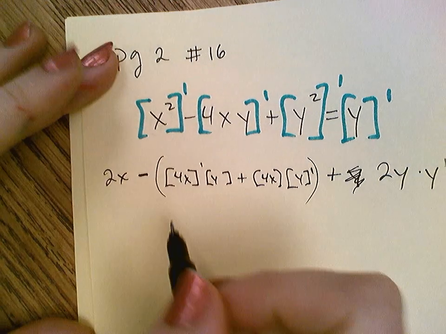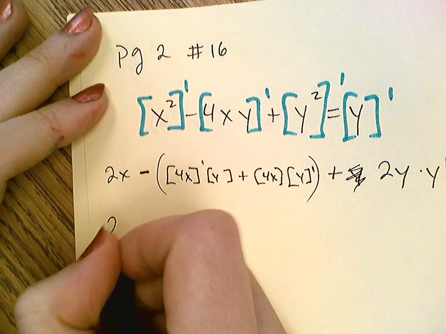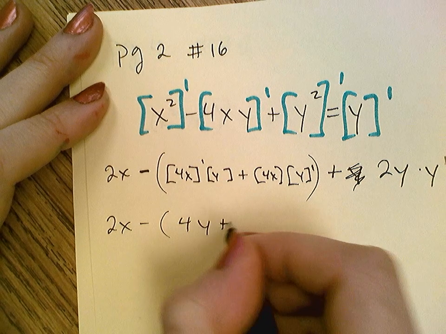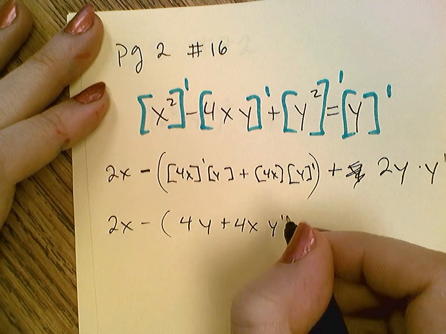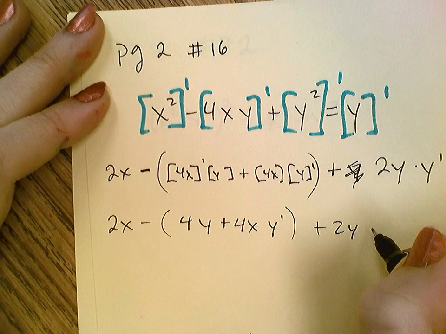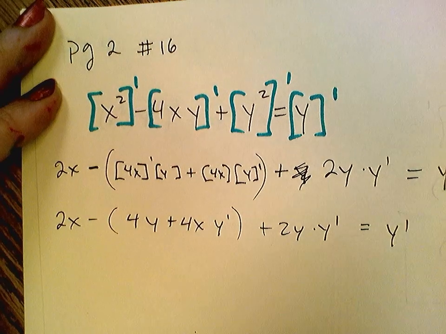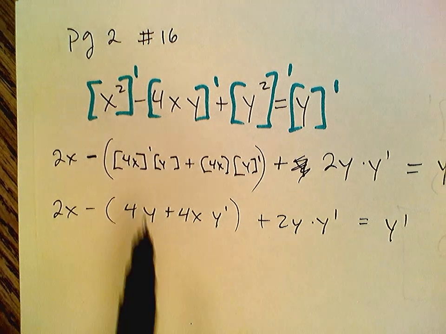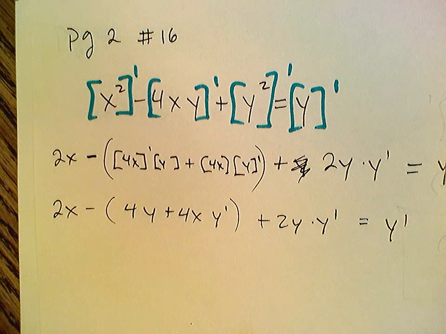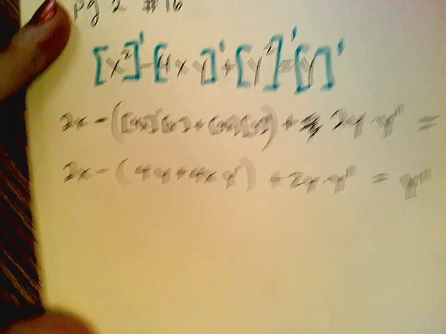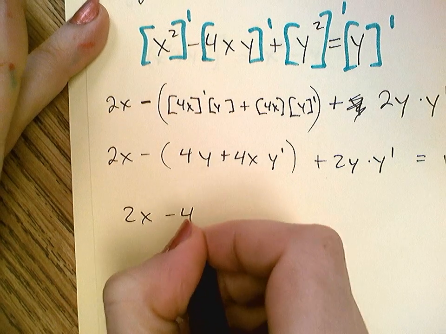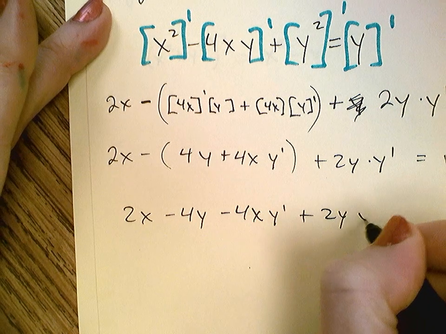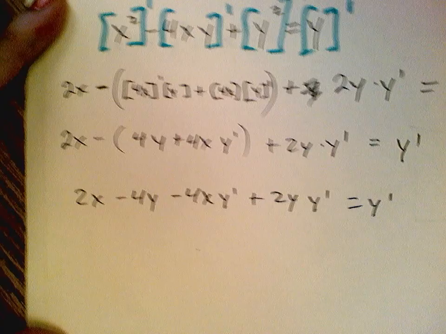Okay, now going back through, this is 2x minus 4y plus 4x y prime minus, try to talk less. So I'm not going to explain things as much, guys, like the little things, but please make sure you understand every step I do.